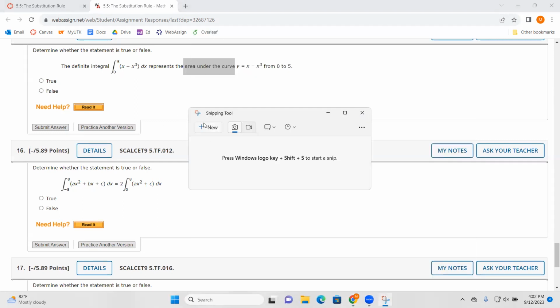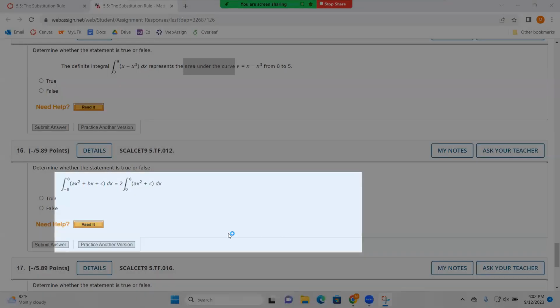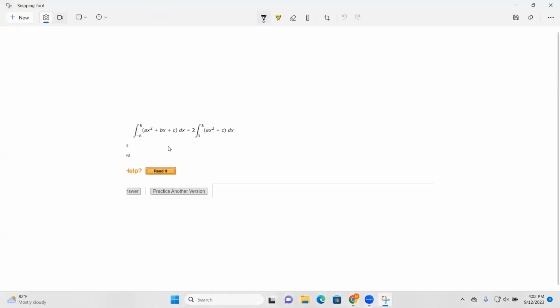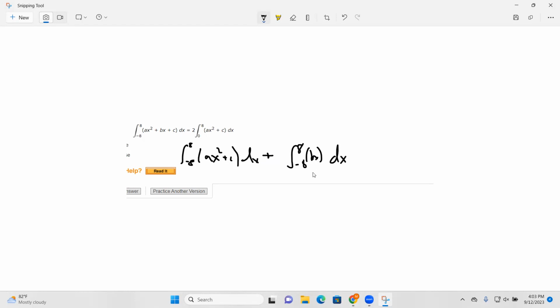So my initial gut instinct was to say no, but I'm actually thinking this is true. If we take this bit on the left-hand side here, and we look at it between -8 and 8, using our integration properties, we can separate the ax squared plus c from the integral from -8 to 8 of bx dx. So we're just using the summative ability of the definite integral. But if you notice, this guy has to be 0 because bx is a line through the origin.